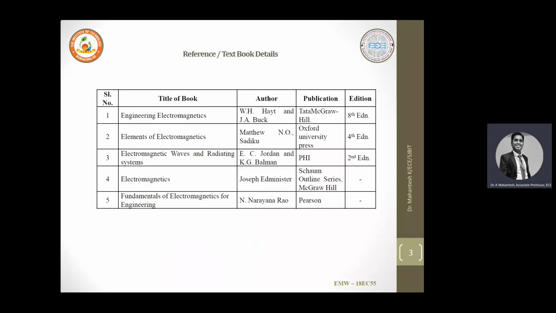These are the reference books. The first one, by Hayt, McGraw-Hill, 8th edition, is the prescribed textbook for studying this chapter.